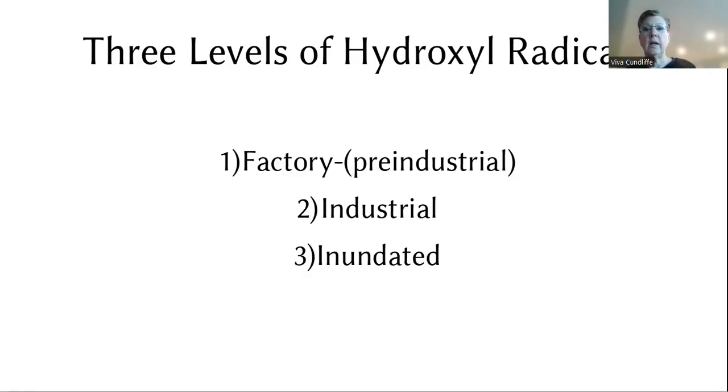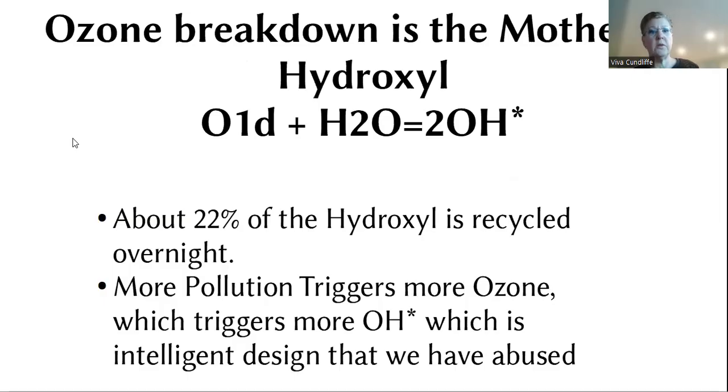So we'll talk a little bit about level three, because I think this is what we have to actually come together as a science community and define about the hydroxyl radical, is whether or not it's inundated. So again, ozone breakdown is the mother of hydroxyl radicals. And what's happening here is that from a broken O3 molecule, there's one oxygen atom that breaks off. It's called an O1D, just to identify it. And it exclusively pretty much reacts with water in the atmosphere to form a doublet hydroxyl. And this is where we get our cleansing.